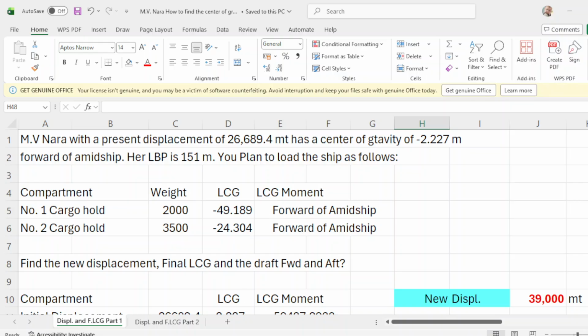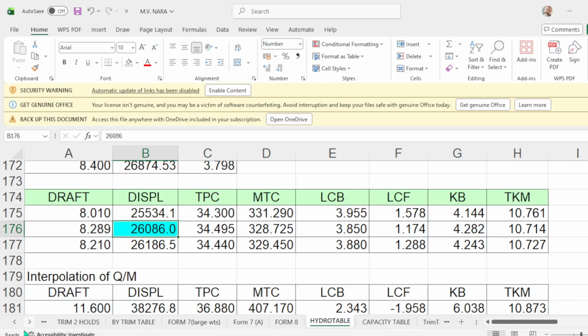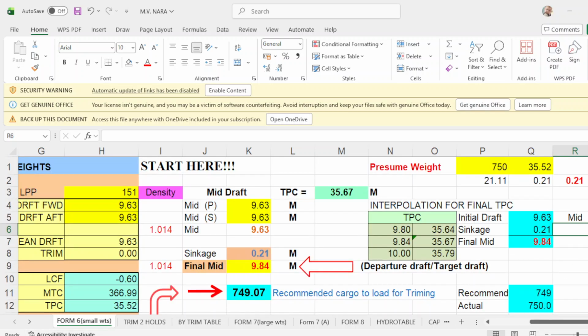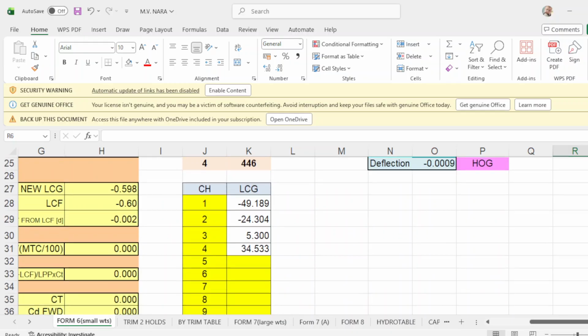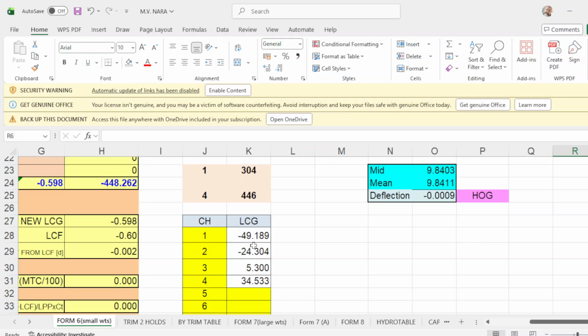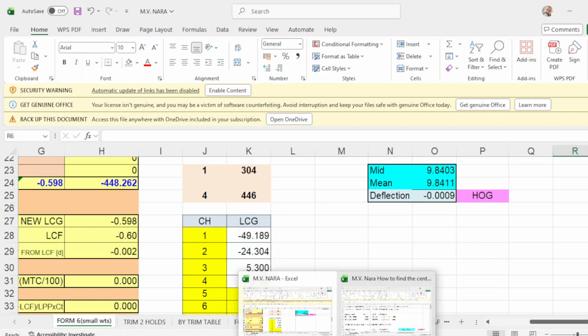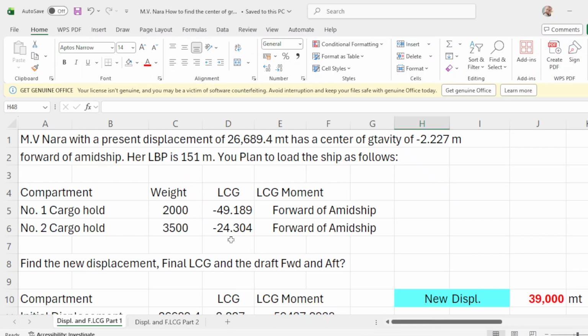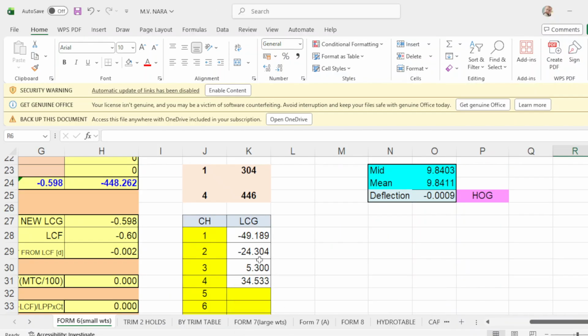So we'll double check this one, guys. Put it here: number 1 LCG is negative 49.189, and number 2 is negative 24.304. Okay, so that is the LCG of hold number 1 and number 2. So let's proceed.